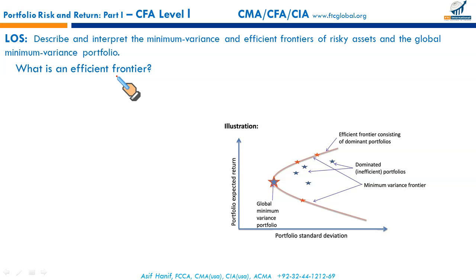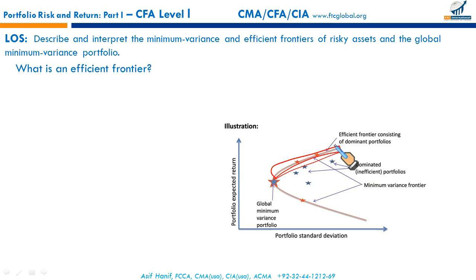Now, what is an efficient frontier? The efficient frontier represents all the dominant portfolios in risk-return space. These are your dominant portfolios. And what is a dominant portfolio? A portfolio dominates all others if no other equally risky portfolio has a higher expected return, or if no portfolio with the same expected return has less risk. So all these portfolios on this curve here are called the dominant portfolios, and this line here is called the efficient frontier. Now, how is it constructed?